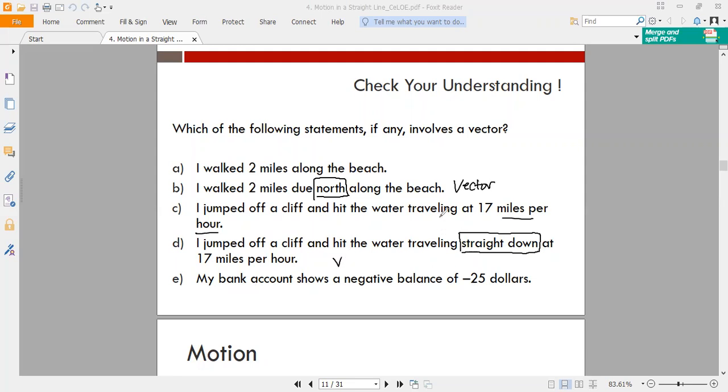Okay, and look, this is about your bank account. My bank account shows a negative balance. This negative doesn't mean it is a direction, because your account is a scalar. Of course, your money is scalar, right? You don't need a direction for your money. So this minus means your account is $25 below zero. Do you see the difference?